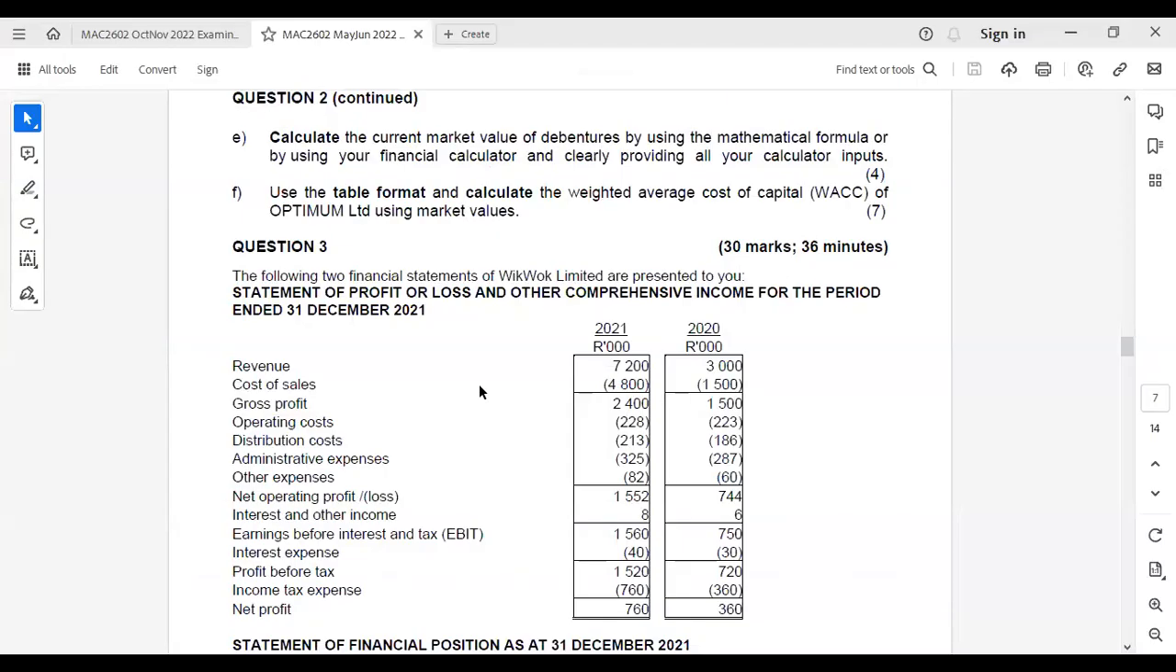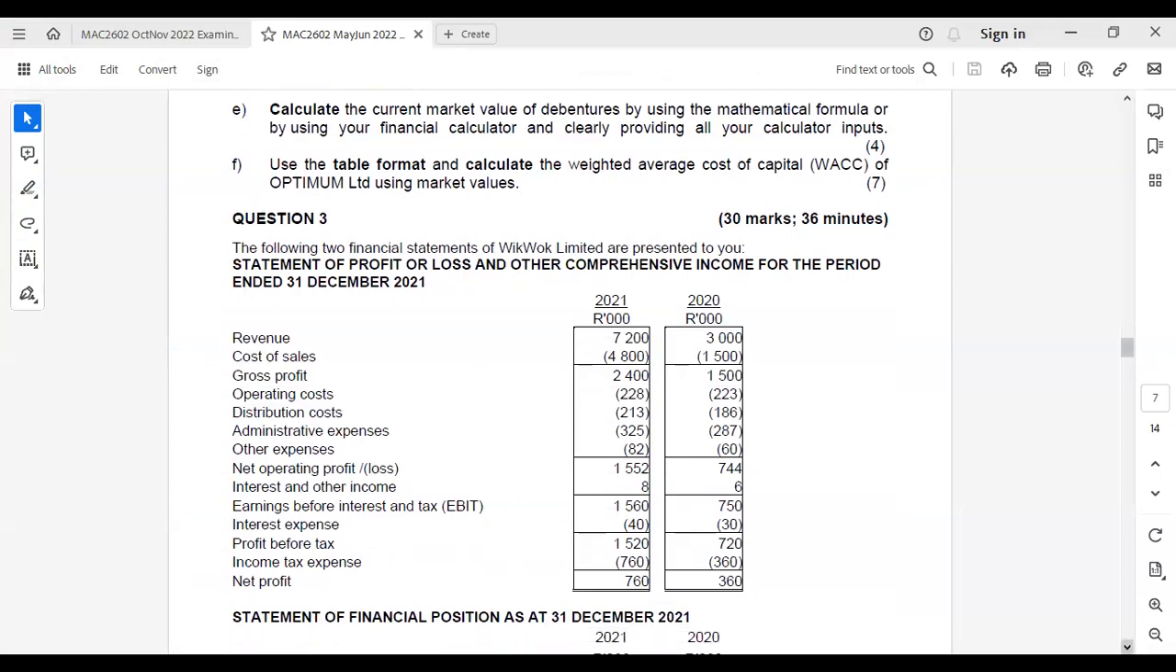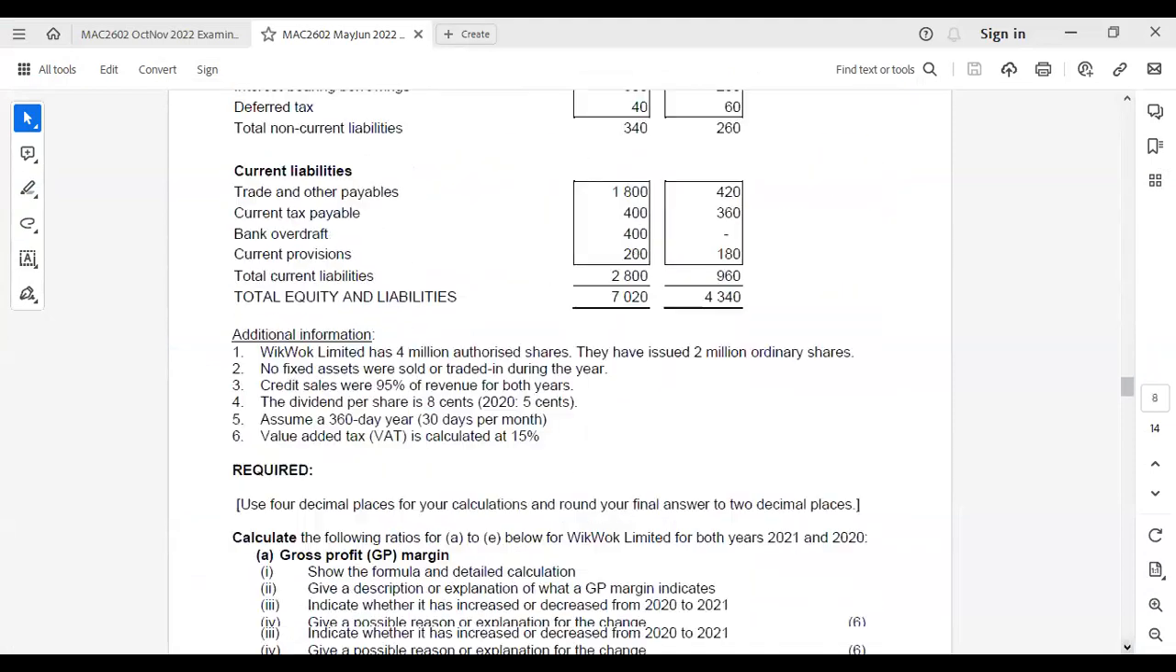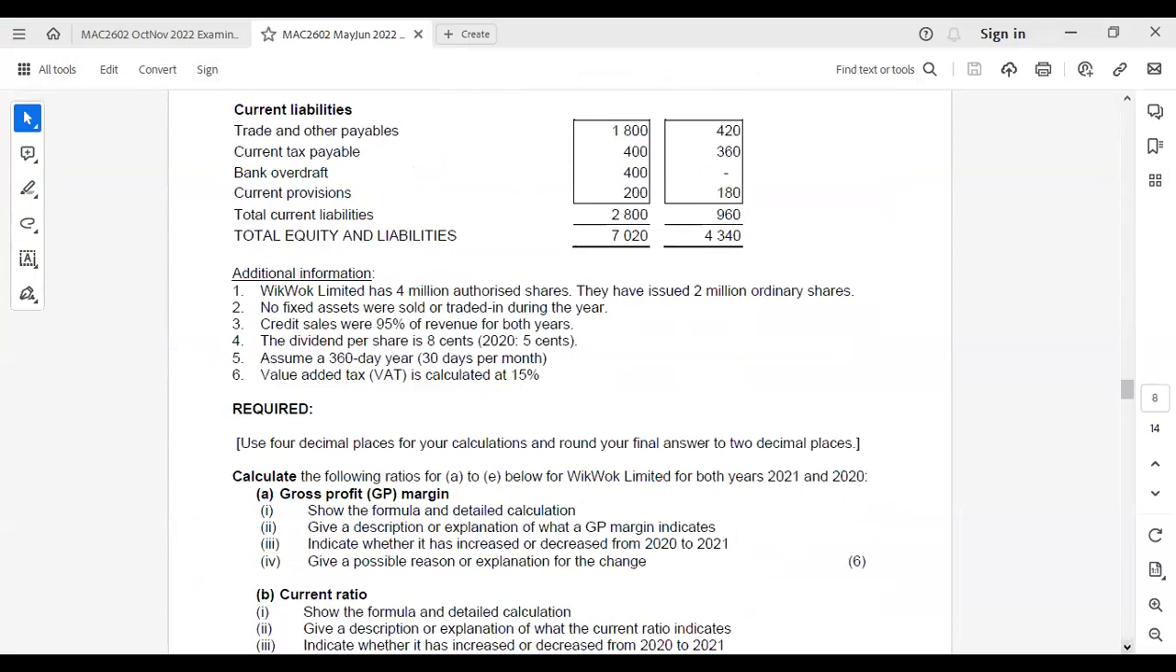The following two financial statements of Wickwalk Limited are presented to you. We have the statement of profit or loss and other comprehensive income, and the statement of financial position. Then there's additional information. You can also read it because it might help you whilst answering some parts of the question.